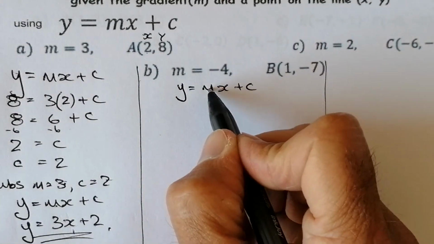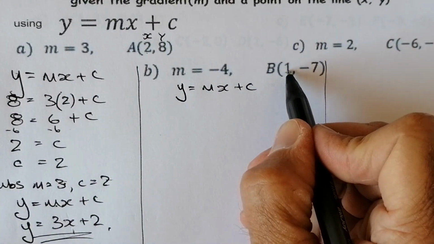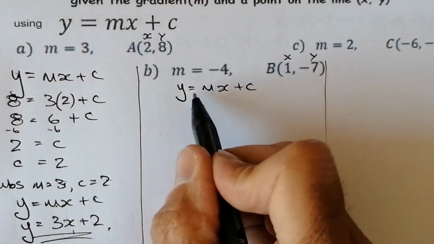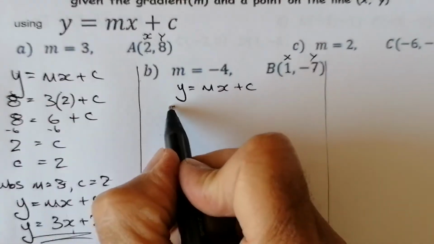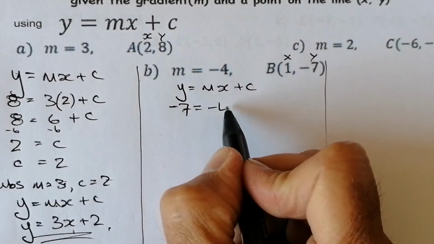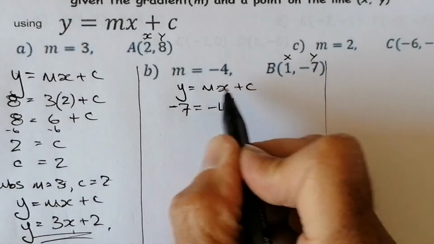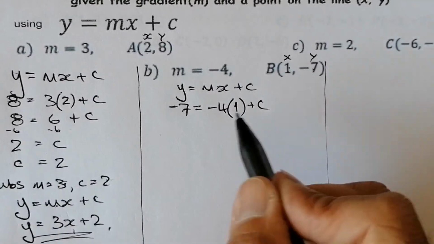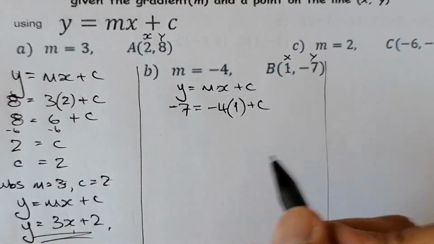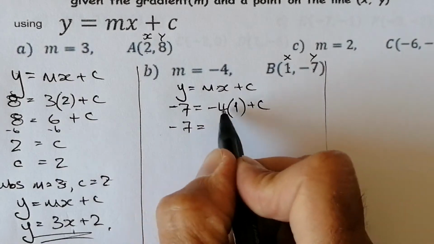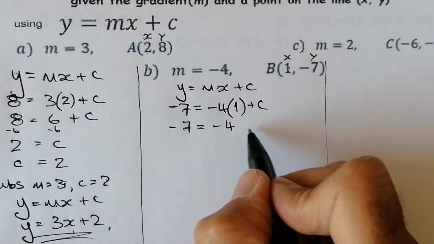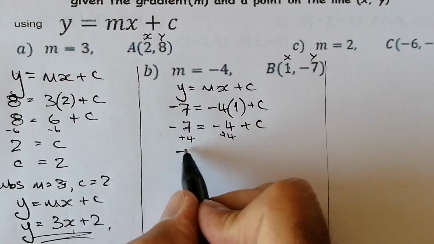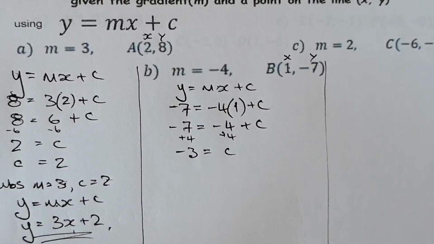So we know our gradient m is -4, and the x coordinate and y coordinate are going to be substituted into this equation. So I've got -7 is equal to -4, multiplied by the x value, which is just a 1, plus c. This allows me to work out the y-intercept, the c value. When I multiply that together, I've got -4 plus c. I'll add 4 to both sides, and that gives me -3 is equal to c.